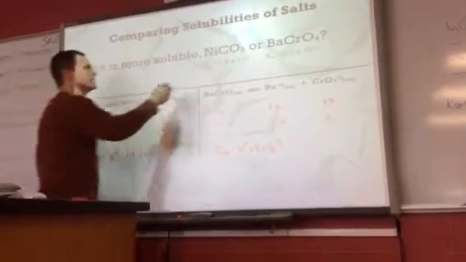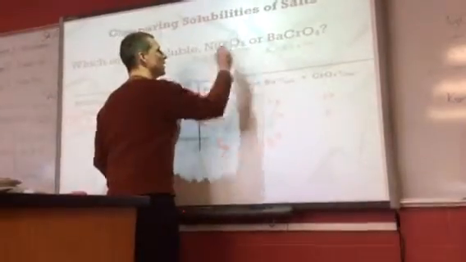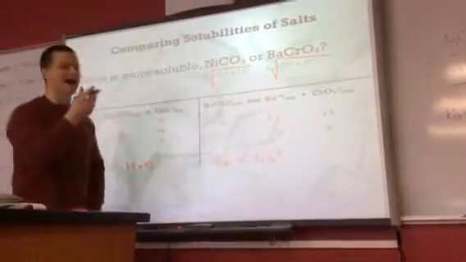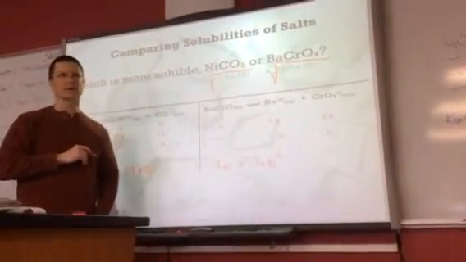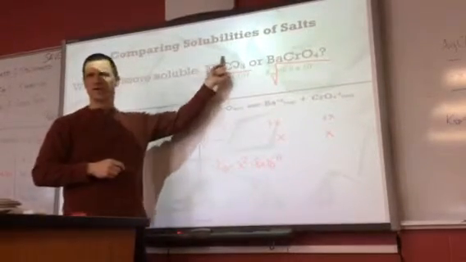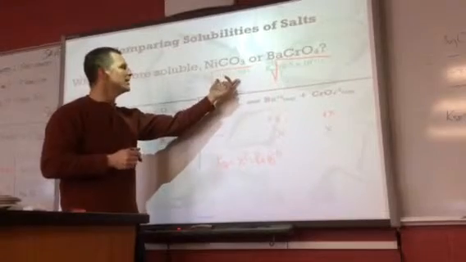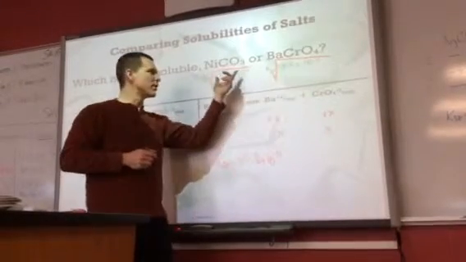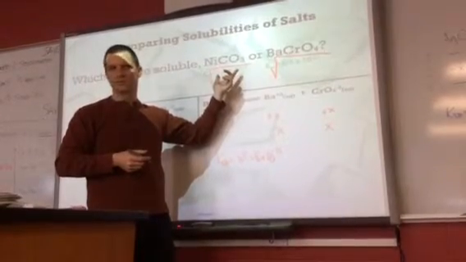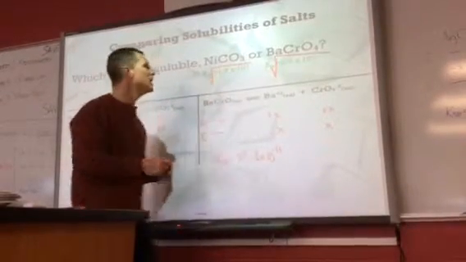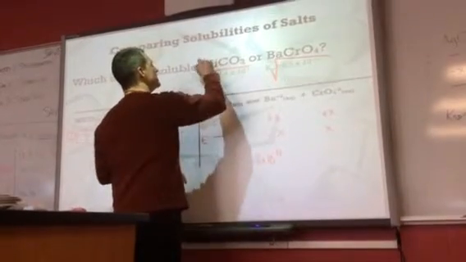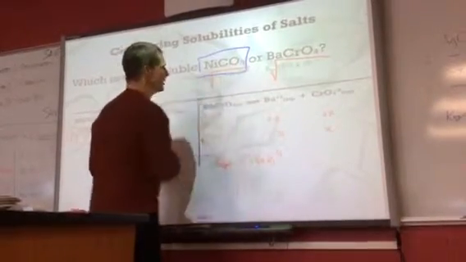So what I'm doing here is I'm taking the square root of that KSP and the square root of that KSP. Which one's going to be the higher value and therefore more soluble? This one, right? Because the square root of this number, this is a bigger number than that. The square root of the bigger number is going to be bigger than the square root of that. Okay? So this thing right here is our more soluble one.